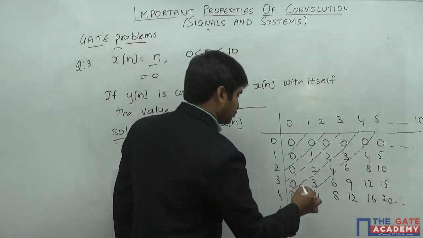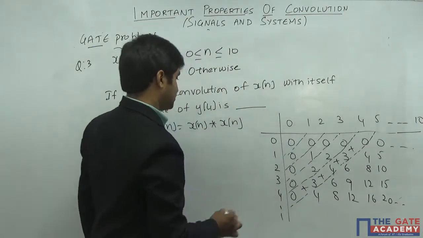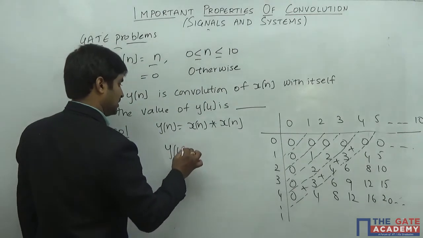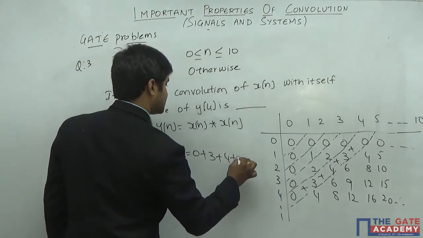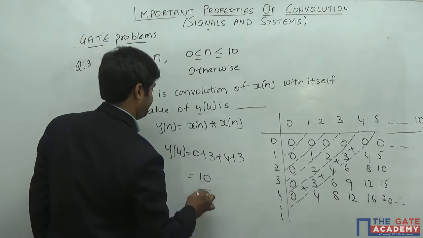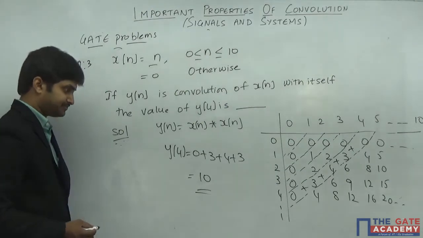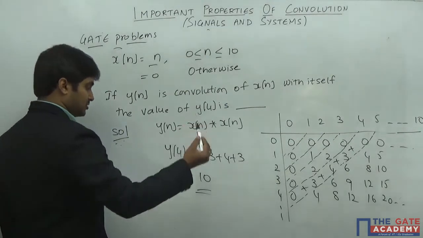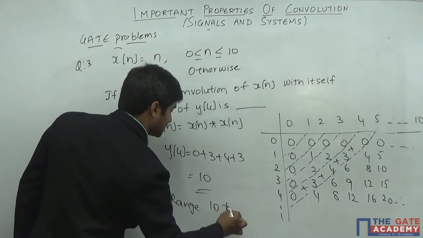So to have y of 4, I have to just add all the diagonal values here. So the value of y of 4 is equal to 0 plus 3 plus 4 plus 3, which is equal to 10. That is the answer. So for the numerical entry question, the range is generally given as 10 to 10.